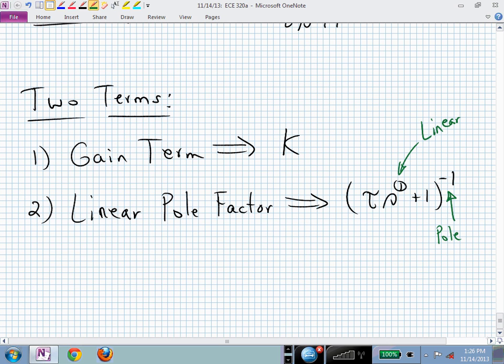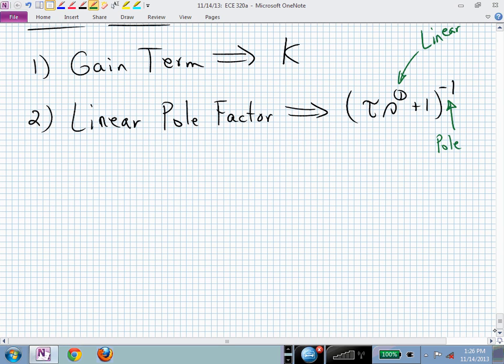Questions on those two terms? And if we can plot these two terms, we're a long way towards sketching Bode plots. And what we want to do is look, a Bode plot is made up of two separate plots, a magnitude plot versus frequency and an angle plot versus frequency. We want to look at those two plots for each of these two terms.